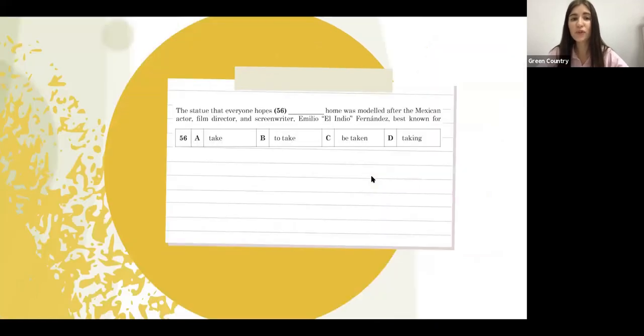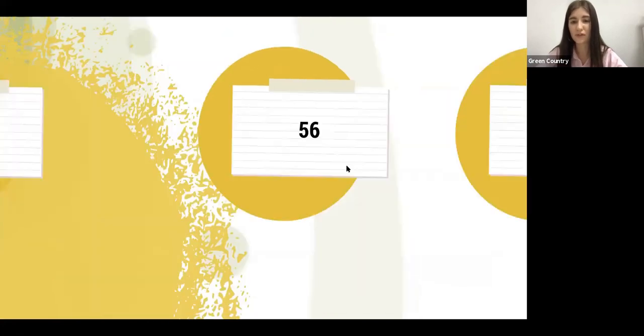56, the statue that everyone hopes, we need to think, what do we need to use after hope? It's a verb of some mental activity, so we need to use... I can see the correct answer already. After hope, we need to use infinitive to take hope to do something. Okay. And we don't need here passive voice like C because we don't have any indicator of this grammar structure.